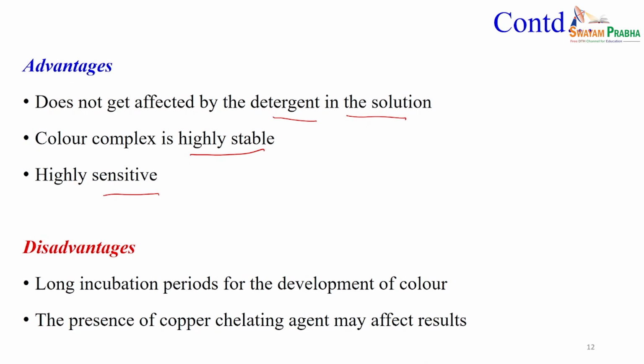It has a few demerits also: a long incubation time, 1 hour or 2 hours, is required for the development of the color, and the presence of copper chelating agents. If you have some copper chelating agent, it can interfere with the concentration of the reduced copper ion, so that may affect the results. So, these are the three colorimetric methods: Lowry method, Bradford method and BCA method.